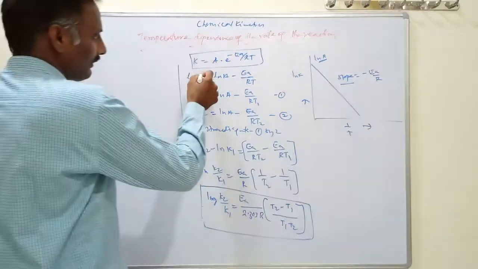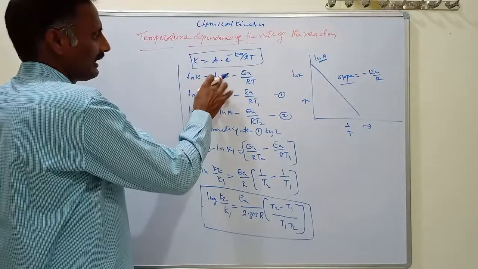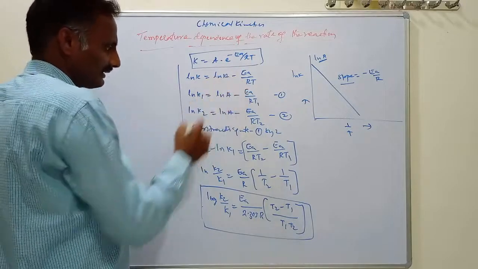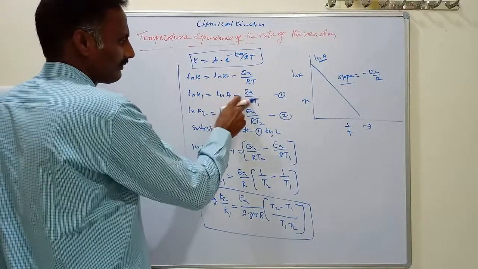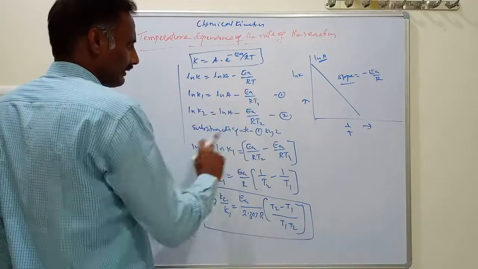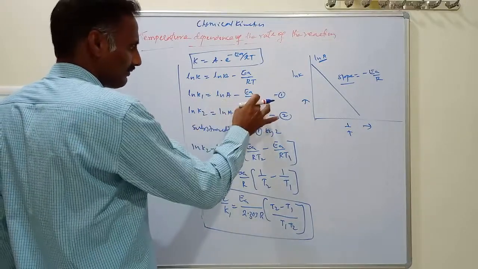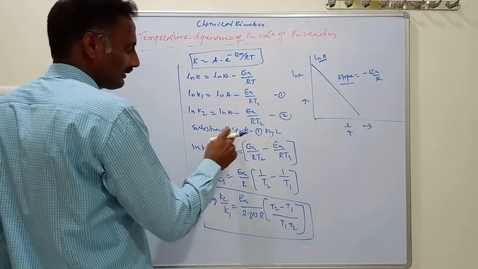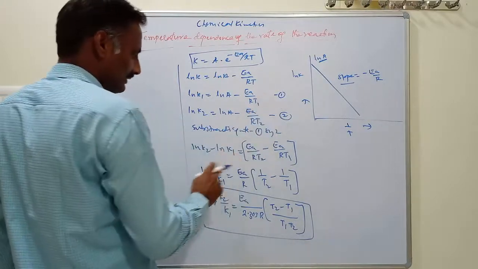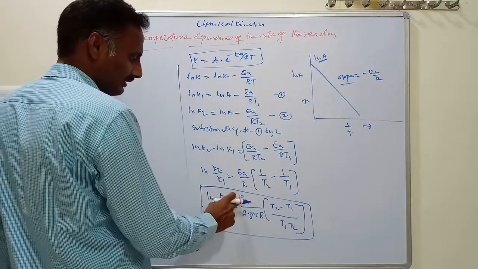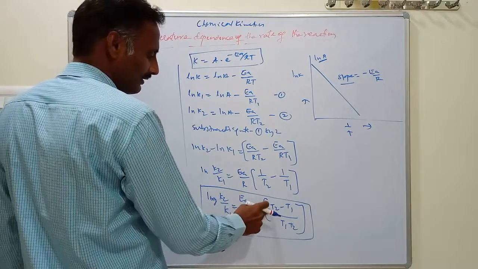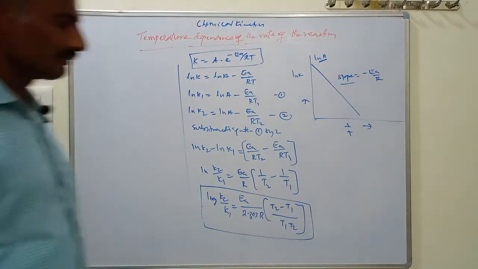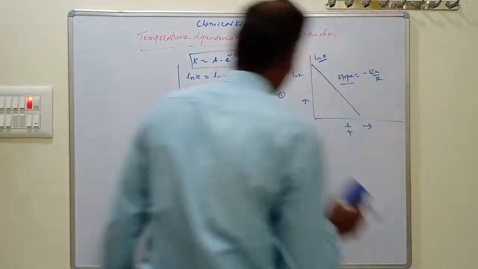Taking log on both sides, we get ln K equal to ln A minus EA by RT, and the value of A is constant for a particular reaction. At two different temperatures, we get T1 and K1, and T2 and K2. By subtracting equation 1 from 2, we get log K2 by K1 equal to EA by 2.303 R, times T2 minus T1 by T1 T2. This is an important equation regarding the Arrhenius equation.